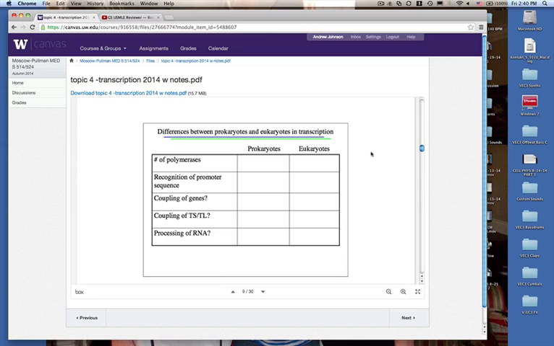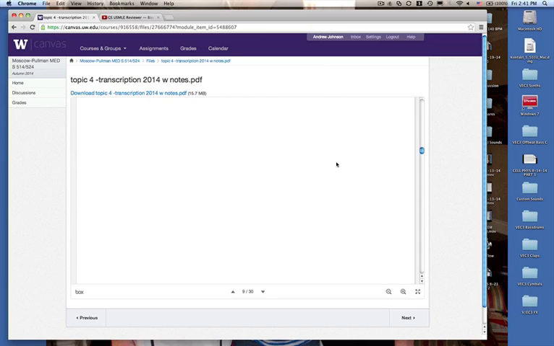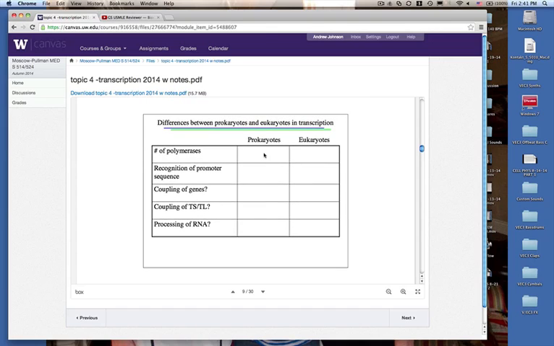All right, let's do a little exercise. And we'll just throw these out there. How many polymerases do prokaryotes have? This is RNA polymerases. How many RNA polymerases do prokaryotes have? One. Yes. One. Put a one there. How about for us? Three. Three. RNA Pol 1, Pol 2, Pol 3. Everybody does different things.